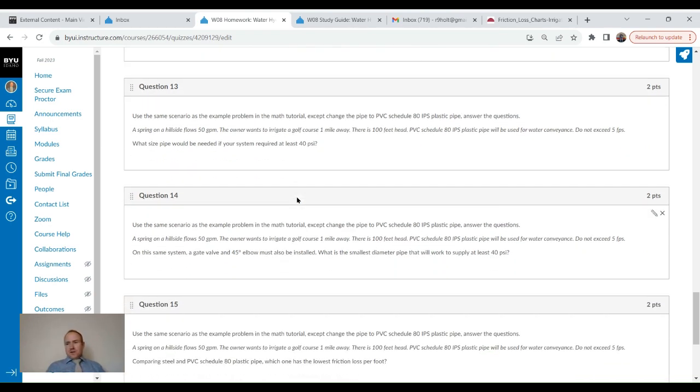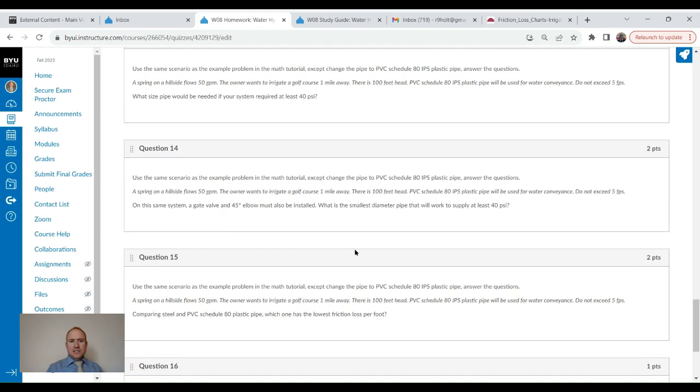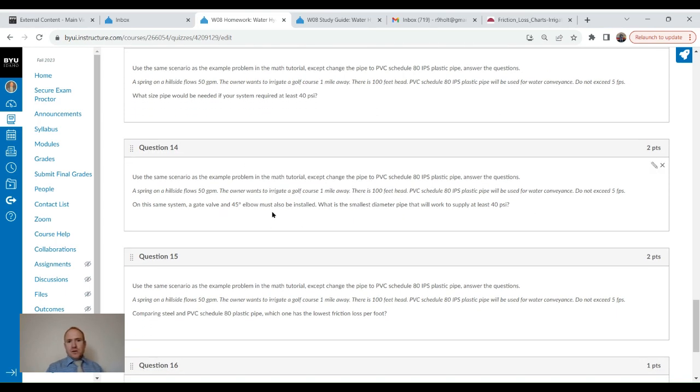Once you got that figured out, you're on your way. You're doing really good with all this. Question 14 gets into let's add a valve and let's add an elbow in it. So for that, you're going to want to look in the textbook at page 172. That's where we start talking about calculating losses in valves and fittings. It's a similar formula to that. It does have a coefficient though, so you need to use a chart on page 174.